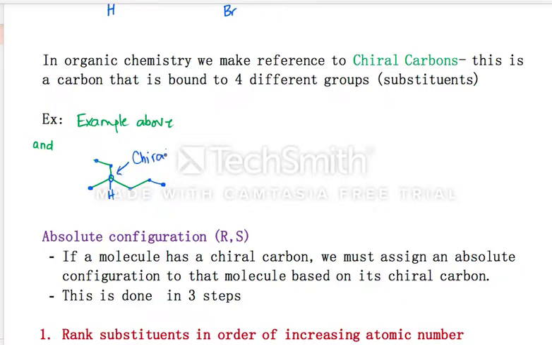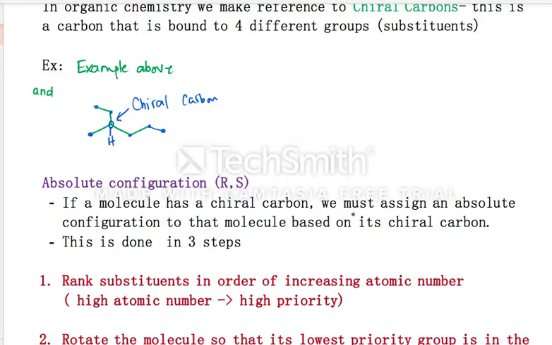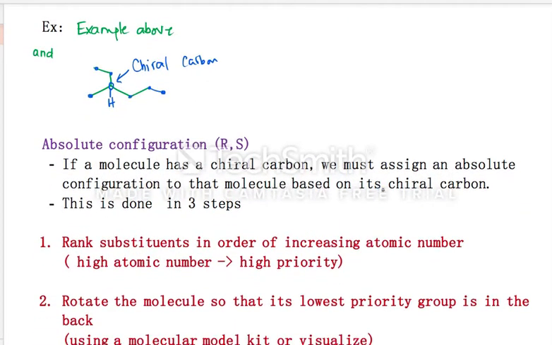Chiral carbon. In organic chemistry, it's very important that you're able to identify which carbons in a molecule are chiral. Whenever you have a chiral carbon in a molecule, we have to assign the molecule an absolute configuration. When it comes to stereoisomerism, what is its configuration here? It can either be R or S.